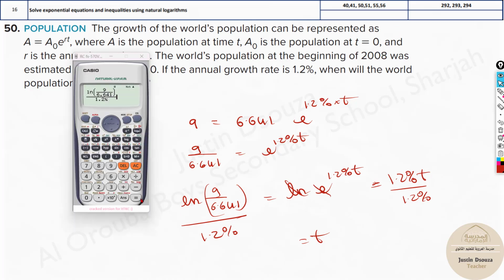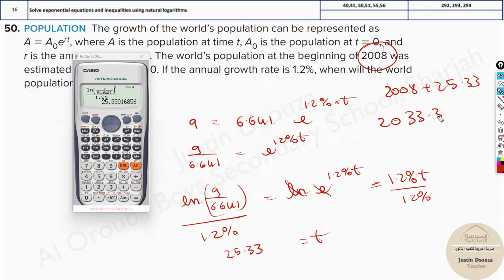I've typed everything in the calculator and now we get 25.33 years. This is the time. But here they're asking when exactly, which year will the world population reach 9 billion, isn't it? We know 2008 was the initial population. So we need to add 25 years to 2008, plus 25.33 years. 25 plus 8 is 33. So 2033.33. In 2033, it is estimated that we'll reach 9 billion.